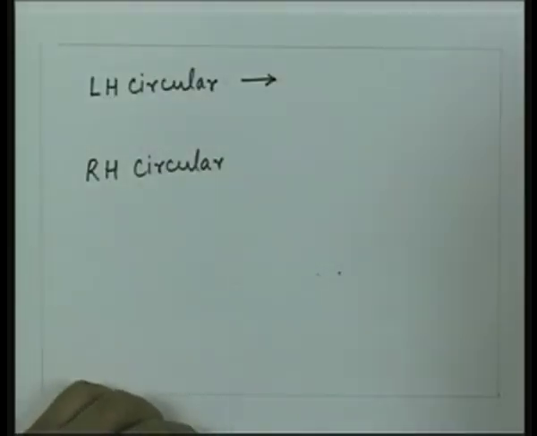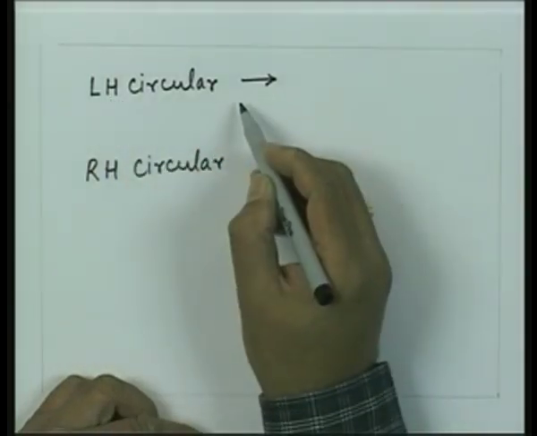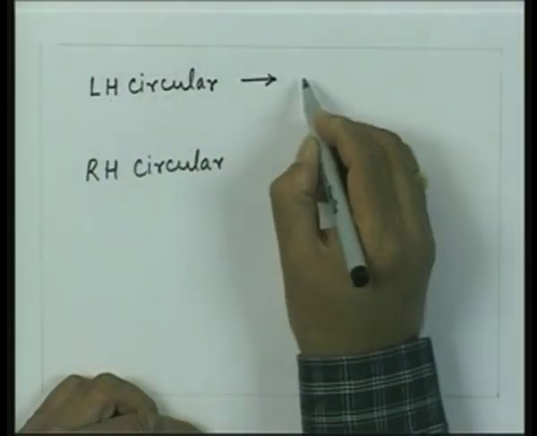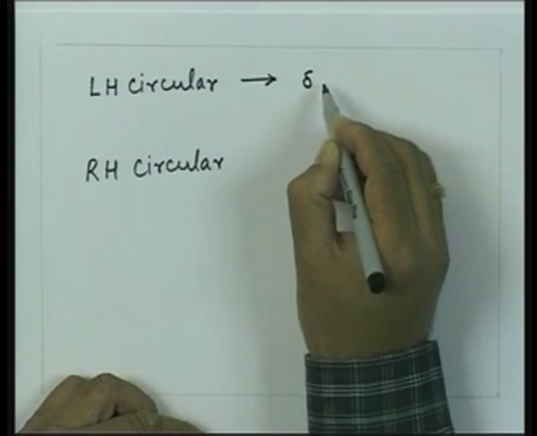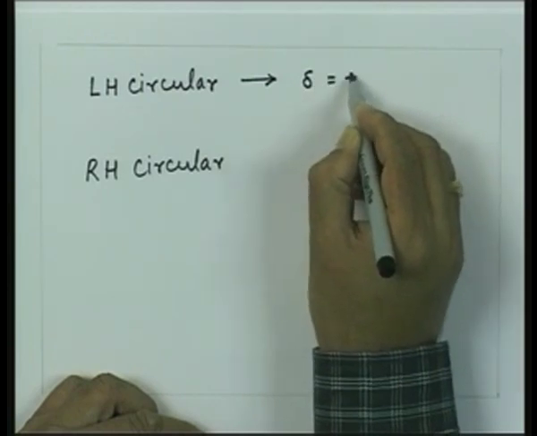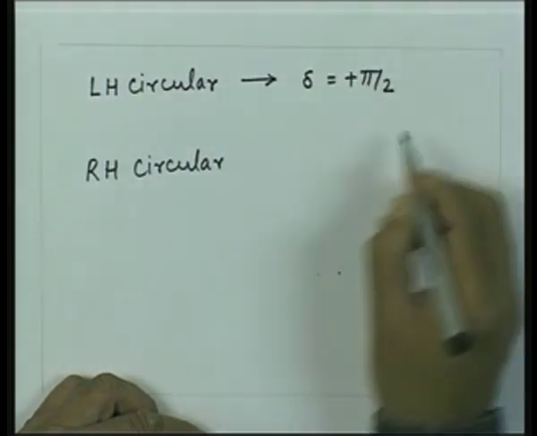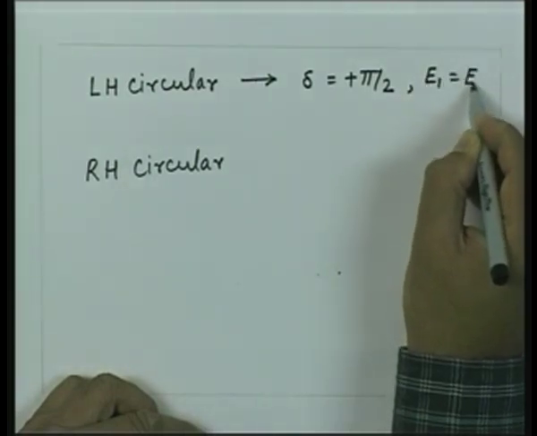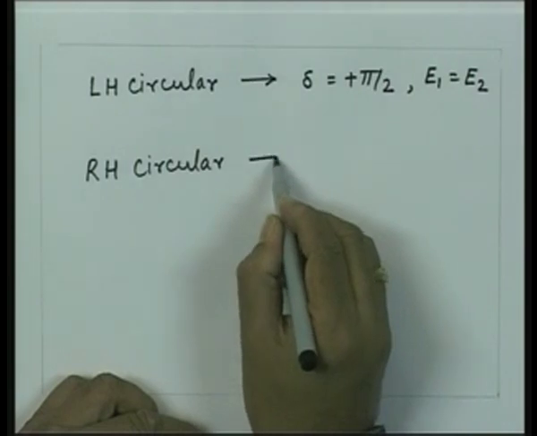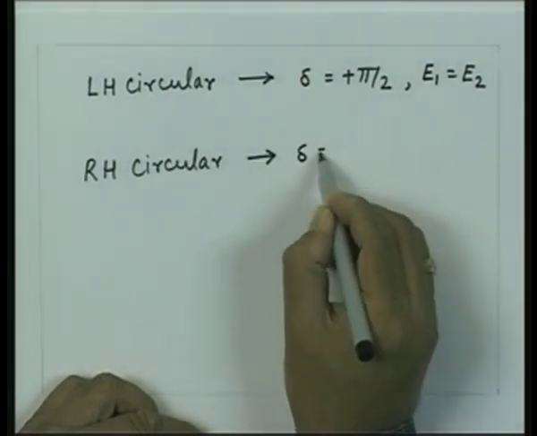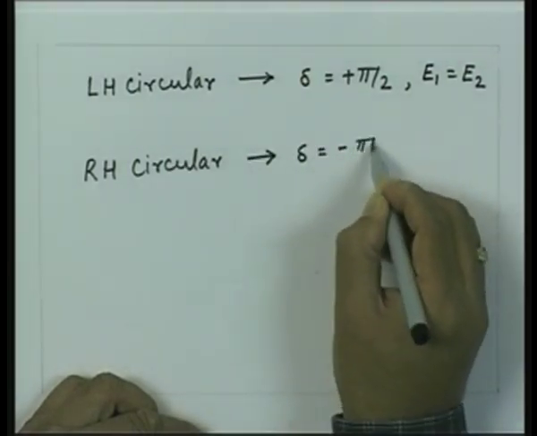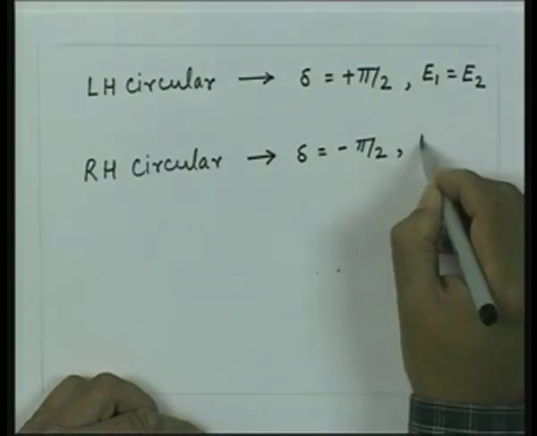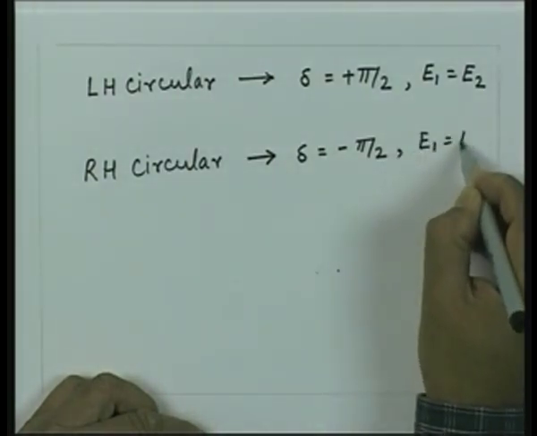So, we see from here the left handed circular polarization corresponds to delta equal to plus pi by 2 and E1 equal to E2, and right circular polarization corresponds to delta equal to minus pi by 2 and E1 equal to E2.